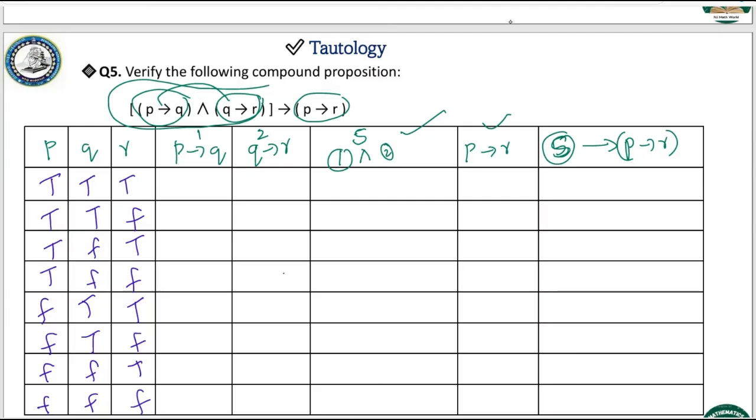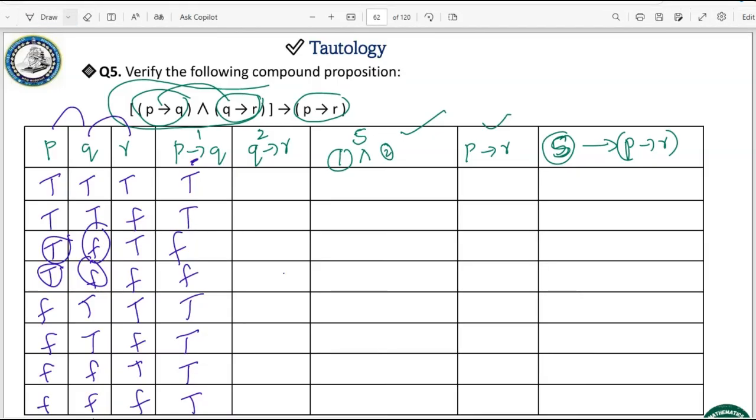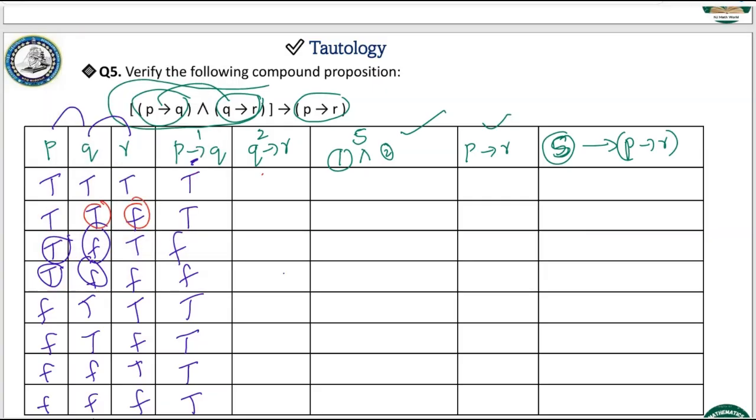P implies Q. So first and second column, you just check the condition. Implies, that means T and F. So here we have T and F, it is F. Then here also we have T and F, it is F. Then we don't have anywhere else, so remaining all is T for implication. Then Q implies R. Means we have to check in the second and third column. For implication, again it is T and F, it is F. Let me check for T and F. Yes, we have here T and F, it is F. Then we have this is T and F, we have F. The remaining all is T.